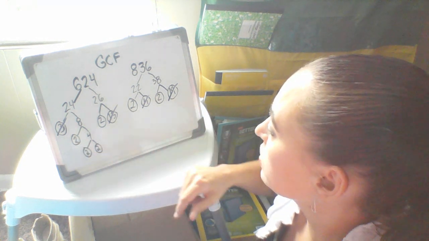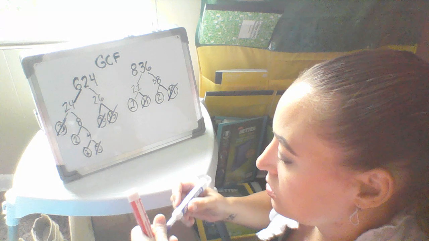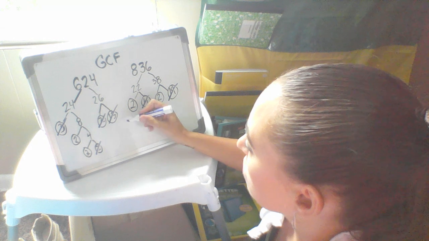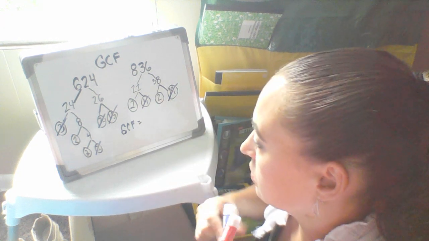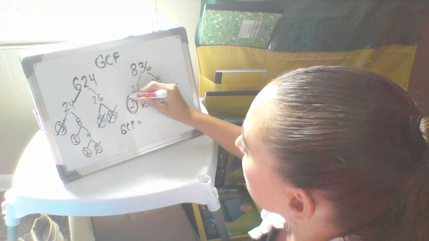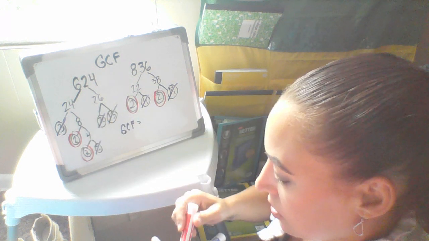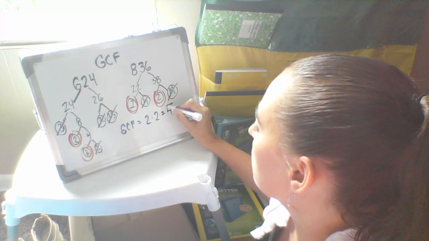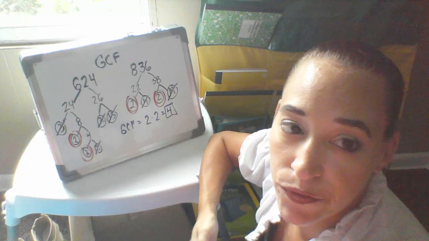I have 1, 2, 3, 4 2s on this side, only 2 2s on that side. So I'm crossing off 2 of the 2s. It just so happens the greatest common factor for this one is the same thing. You have 2 2s over here and 2 2s over here. So the GCF is 2 times 2, and that equals 4. Your GCF of 624 and 836 is 4.